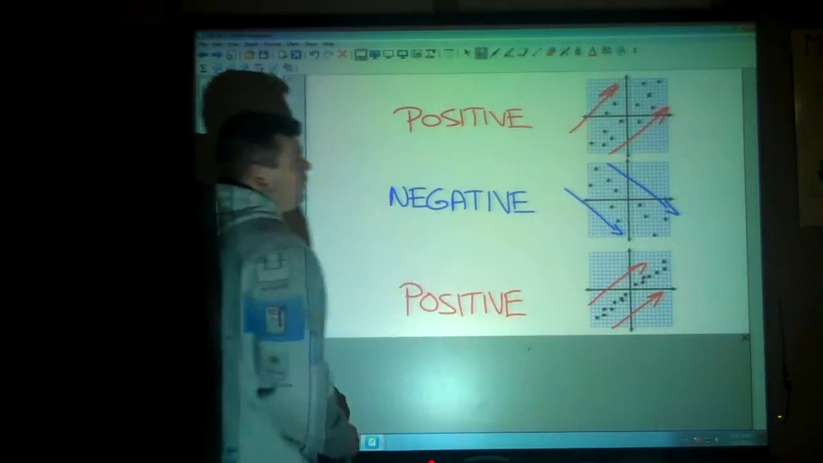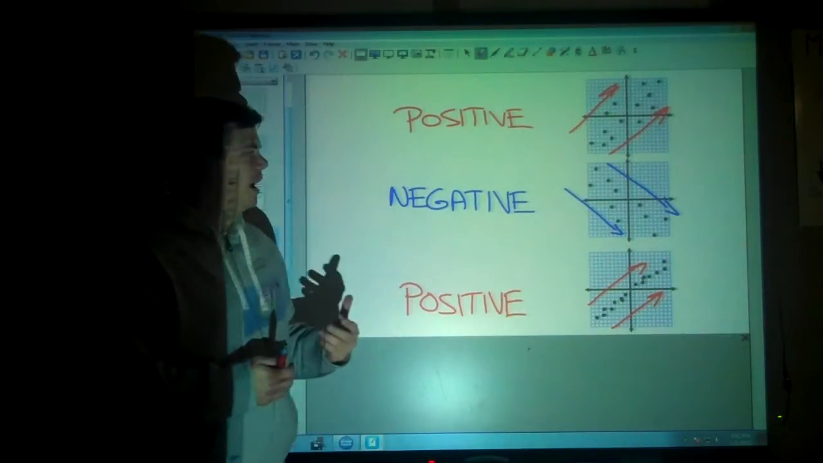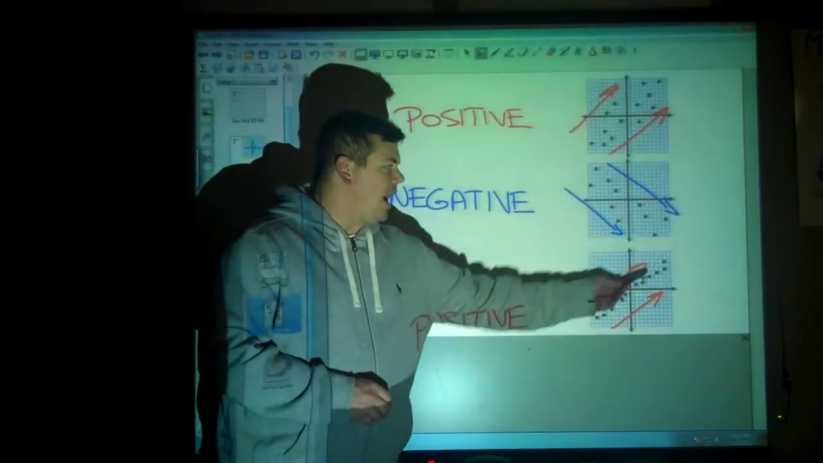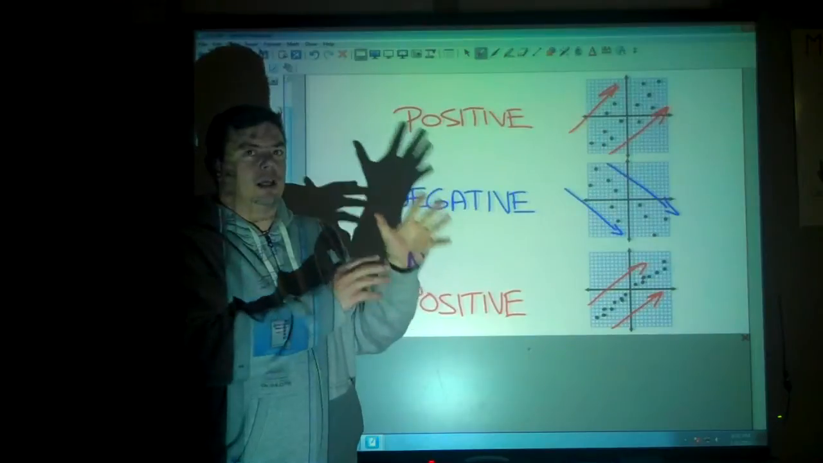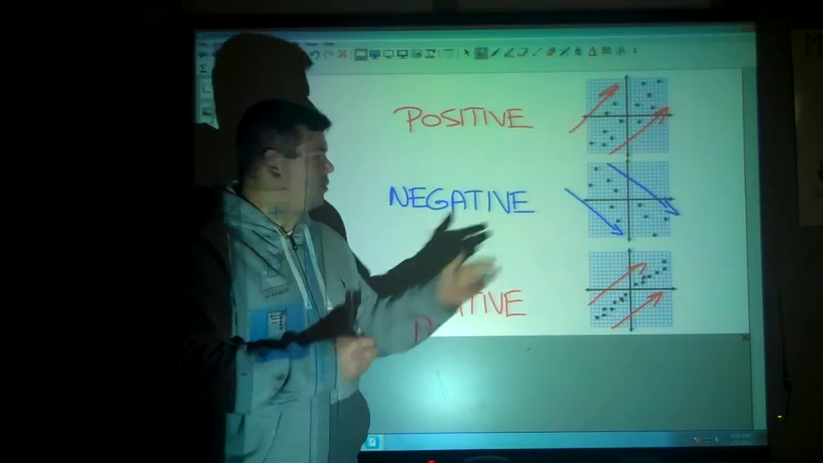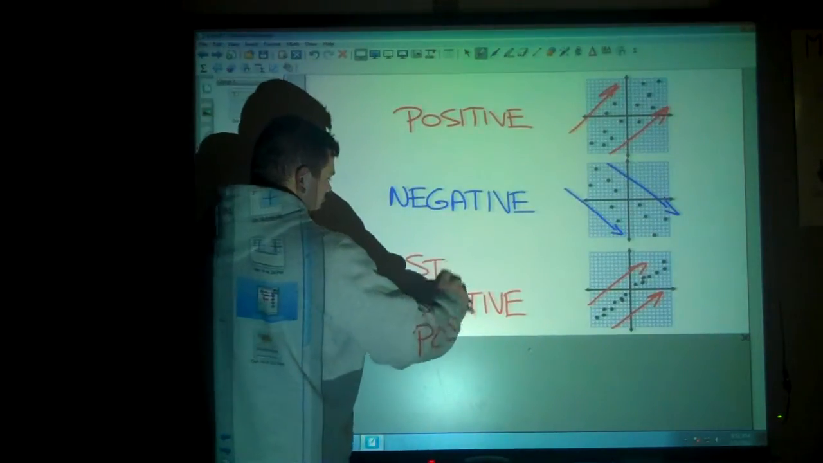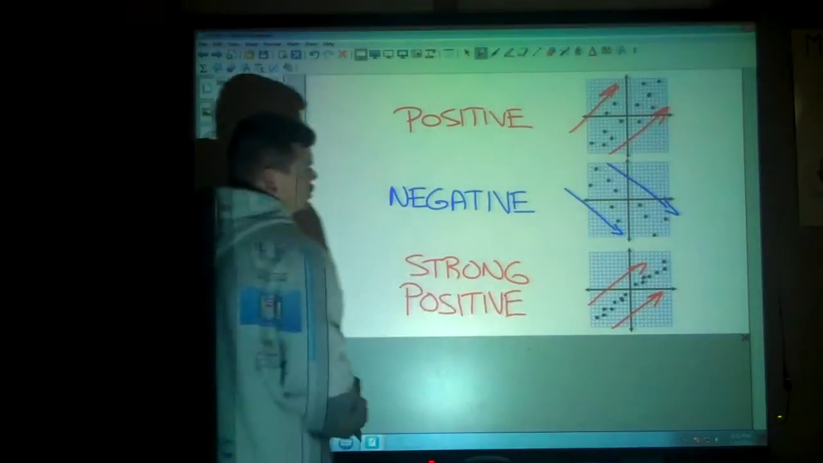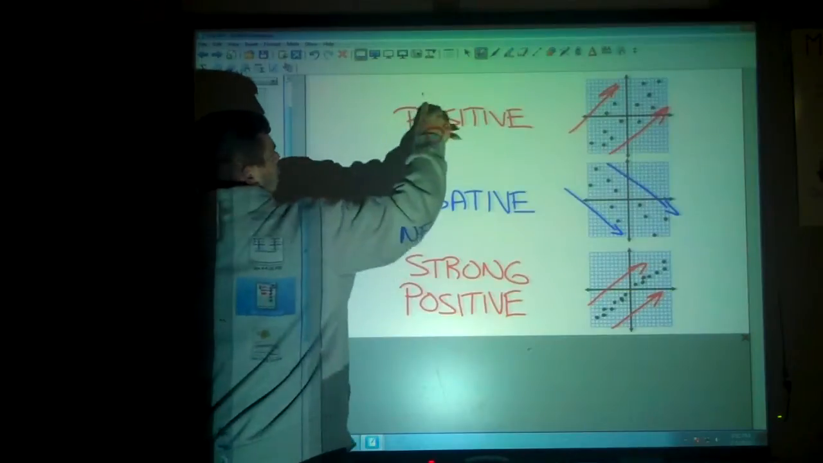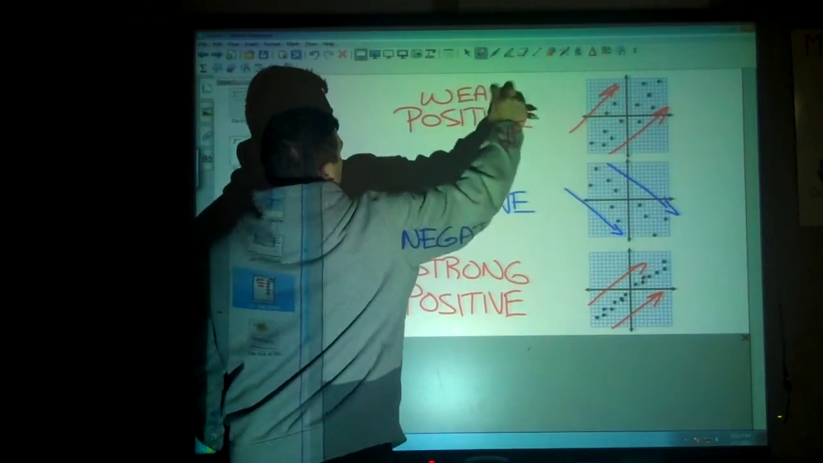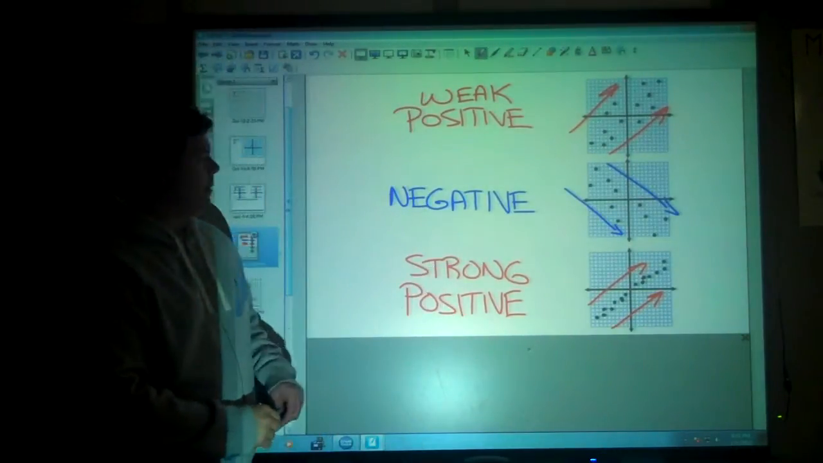But now that we have two different graphs that both have a positive relationship, we're going to add more words to try to describe them. This graph, the scattering isn't quite as bad as it is up here. They're starting to get closer and closer to becoming a line, which means that the relationship between x and y is getting stronger. So this would be considered a strong, positive relationship. This is still a positive relationship, it's just not as strong, so we would call it a weak, positive relationship.